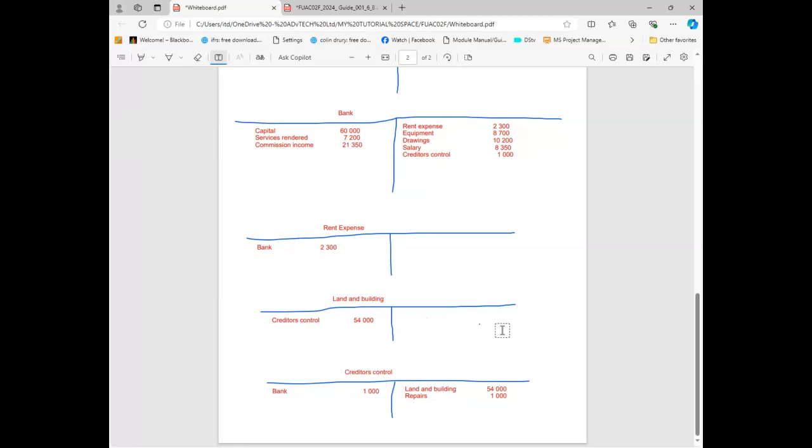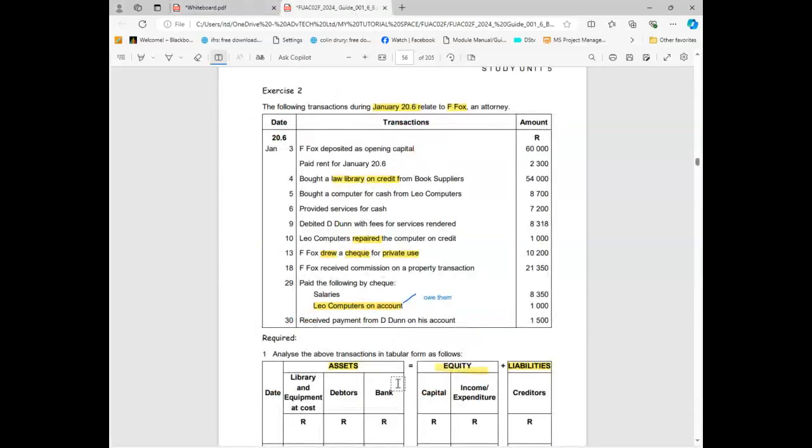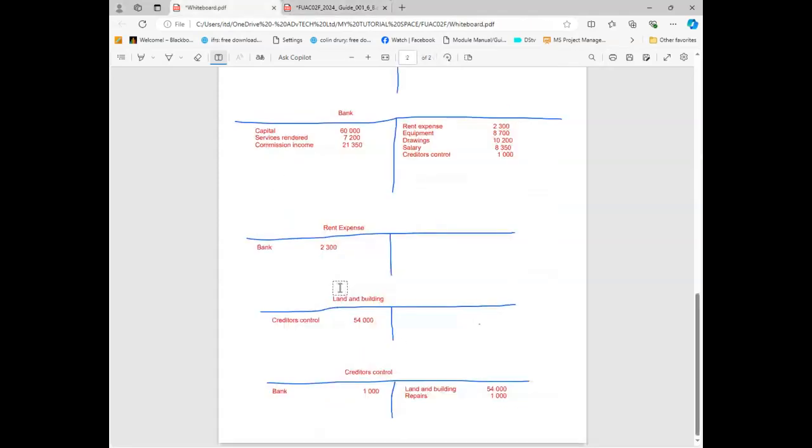I think it's not bad so far. Yes, it's making sense. So far so good. I'm happy. On the 30th, let's see. What do you think? It'll be bank and debtors control. Let's start with the bank. Bank is debit because we're receiving cash. Yes, sir. So I'm going to say debtors control.